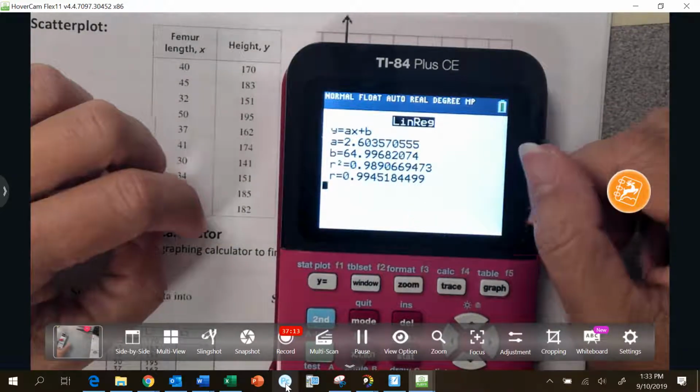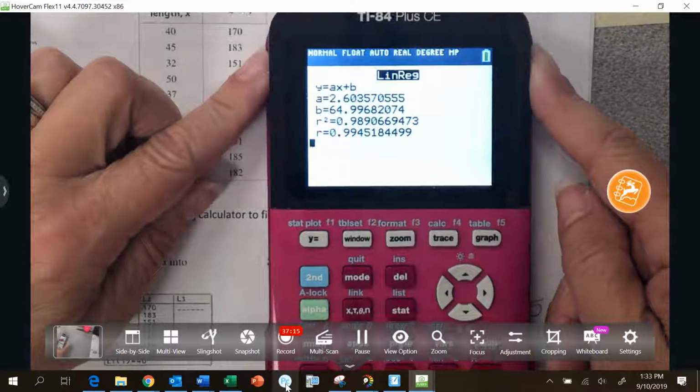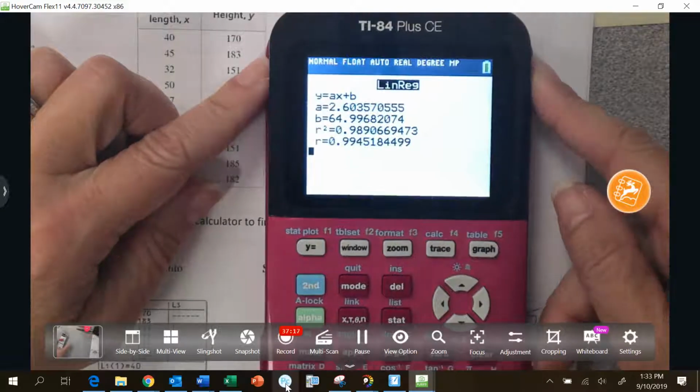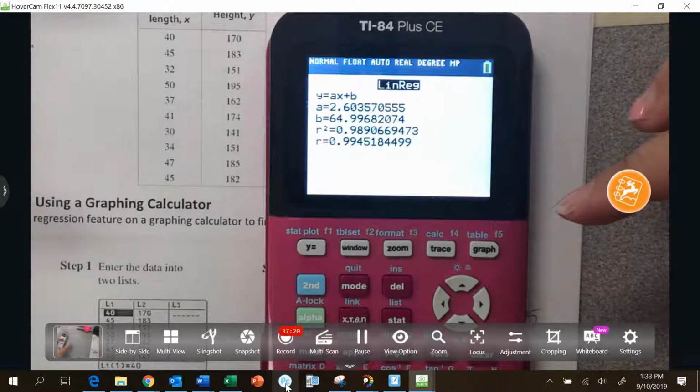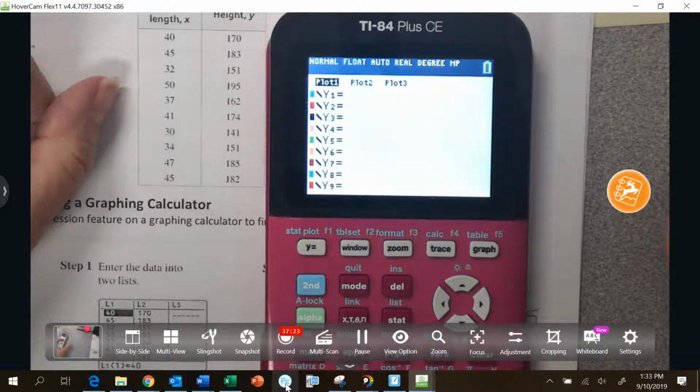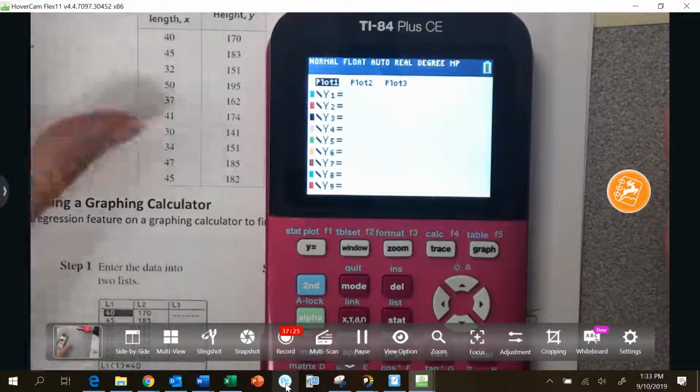Where do we want to put it? In what? We want to graph it. How do we graph something? Where do we put it? So you're going to type y equals, and it says, all right, I'm ready. Stick something in here.